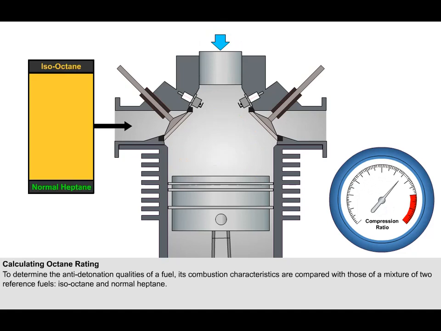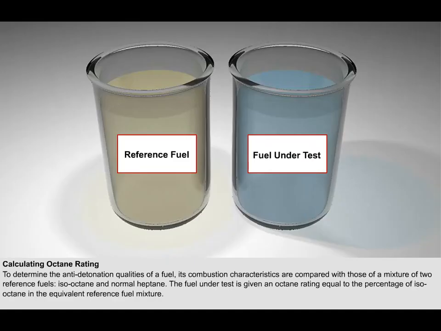The engine is then run again, but this time with the compression ratio fixed at the detonation point of the fuel under test. Initially, the engine is run using only isooctane. Then normal heptane is added until detonation takes place. The fuel under test is given an octane rating equal to the percentage of isooctane in the equivalent reference fuel mixture.